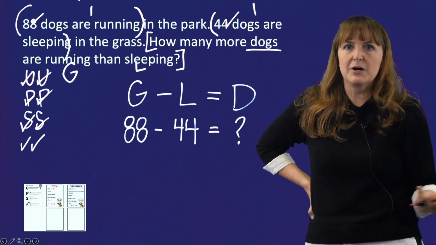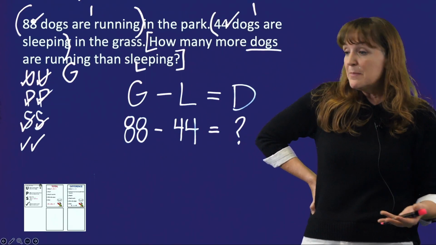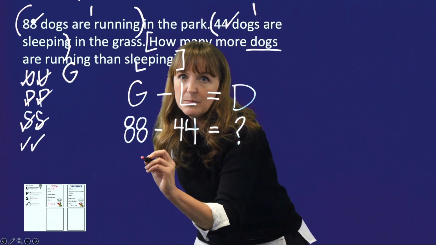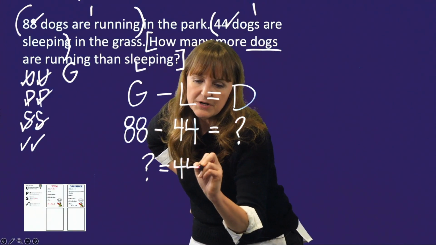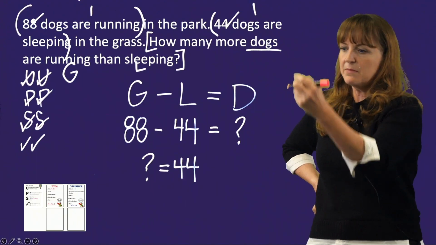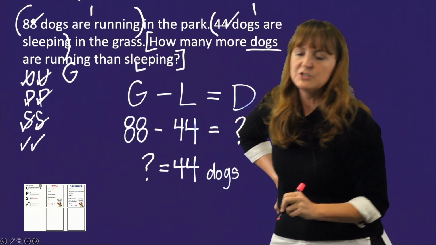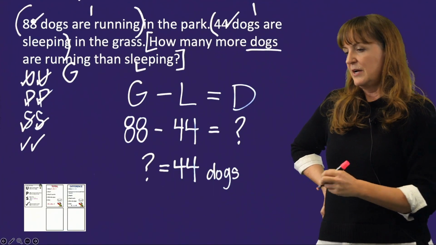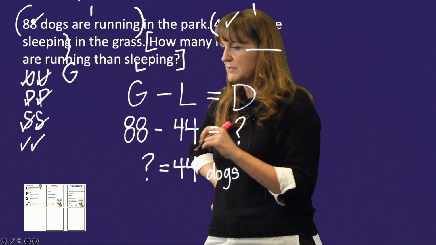88 minus 44. How could we solve this? I could subtract, I could add, I could use manipulatives, I could use a number line. But ultimately, I want to solve for this unknown, that the unknown is 44. And then what would be a good label for that? Well, in this problem, we're talking about dogs. So I'm going to go ahead and write D-O-G-S. And I could say, or 44 more dogs are running. So I could be more specific with that.